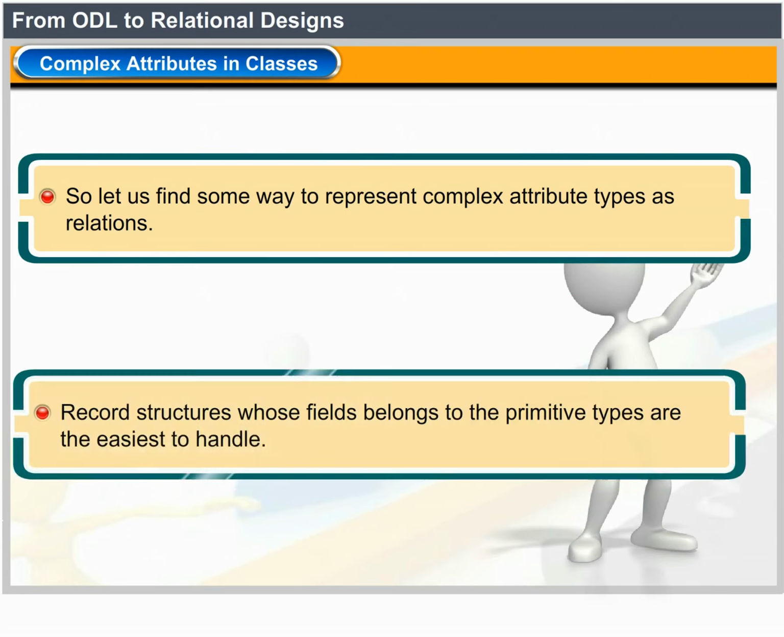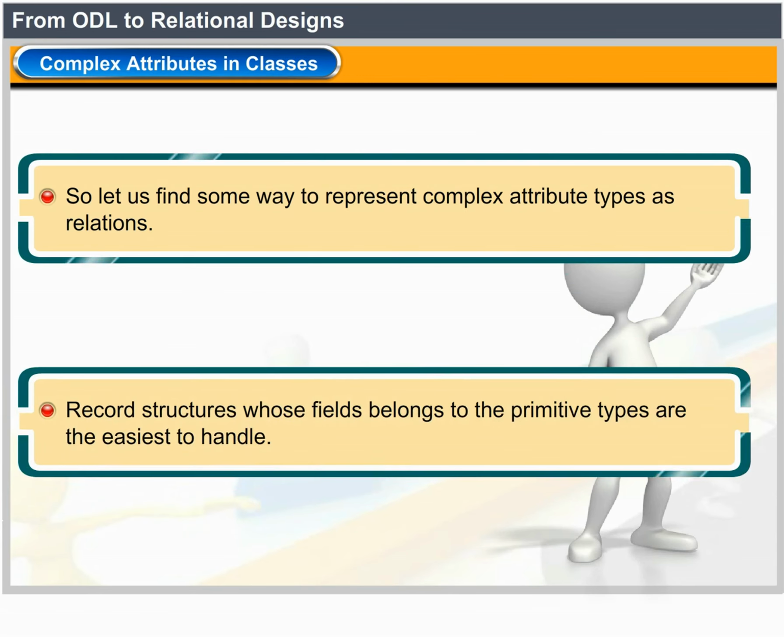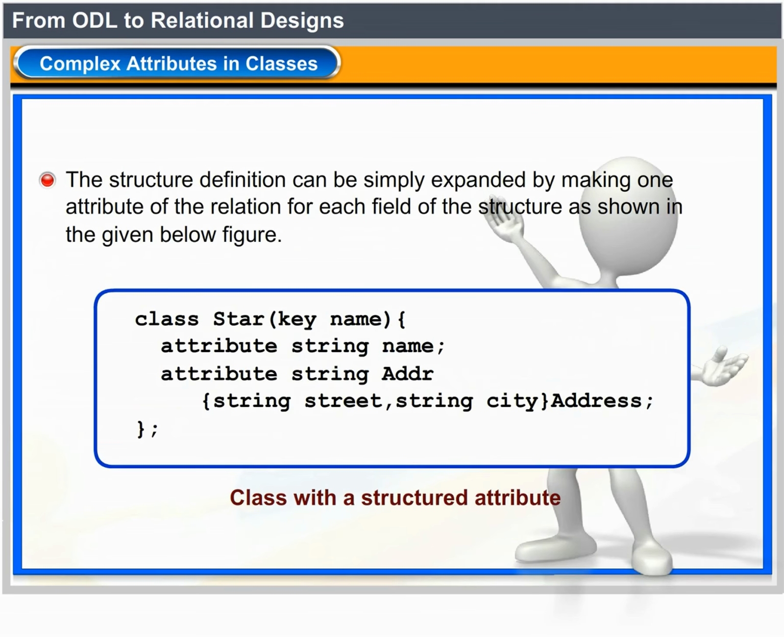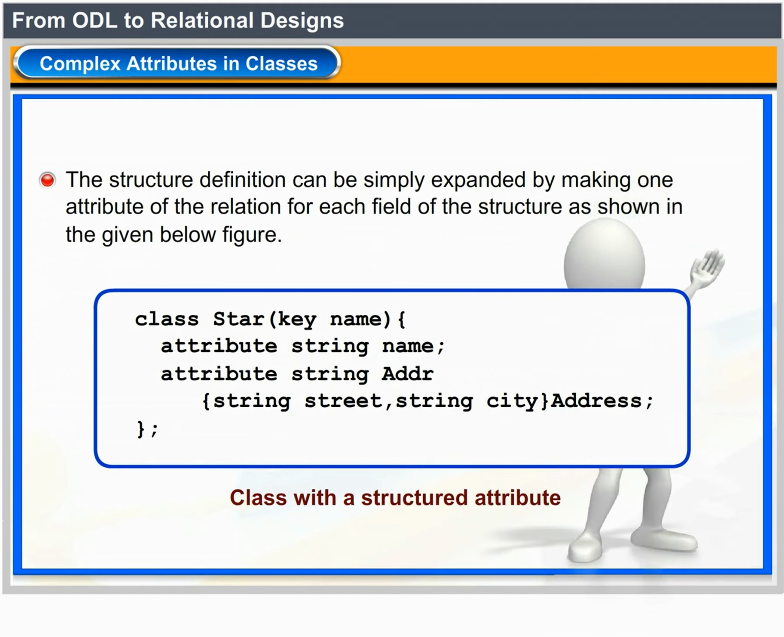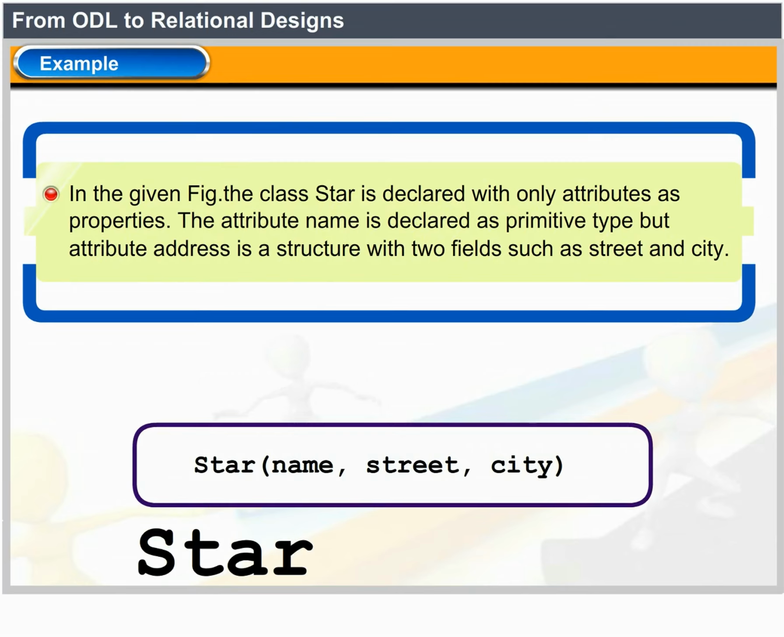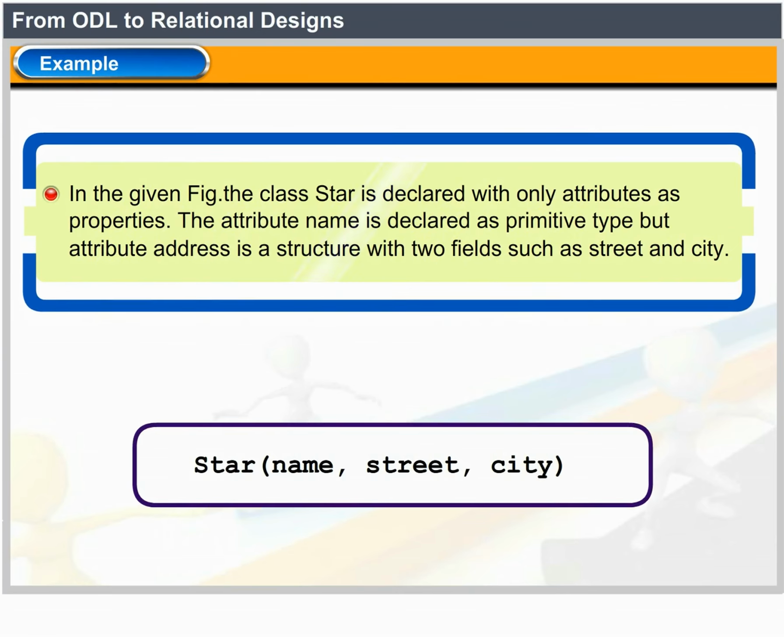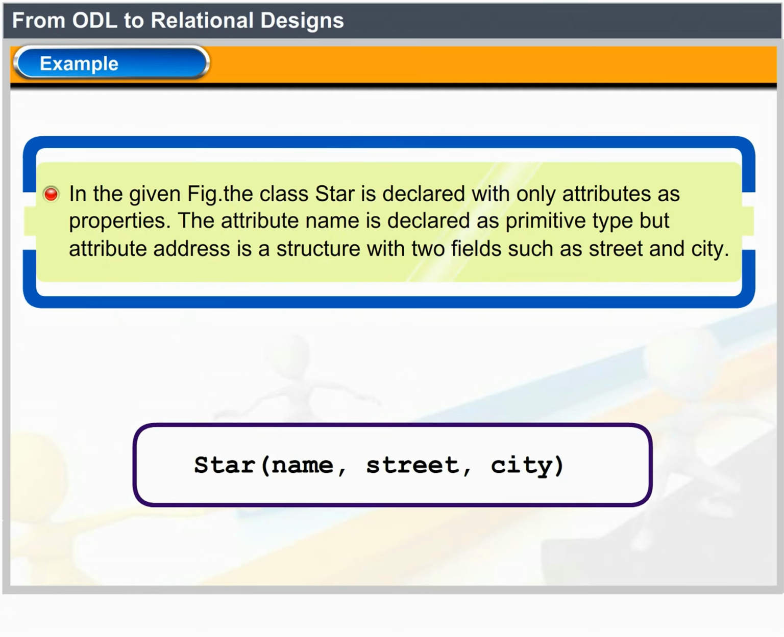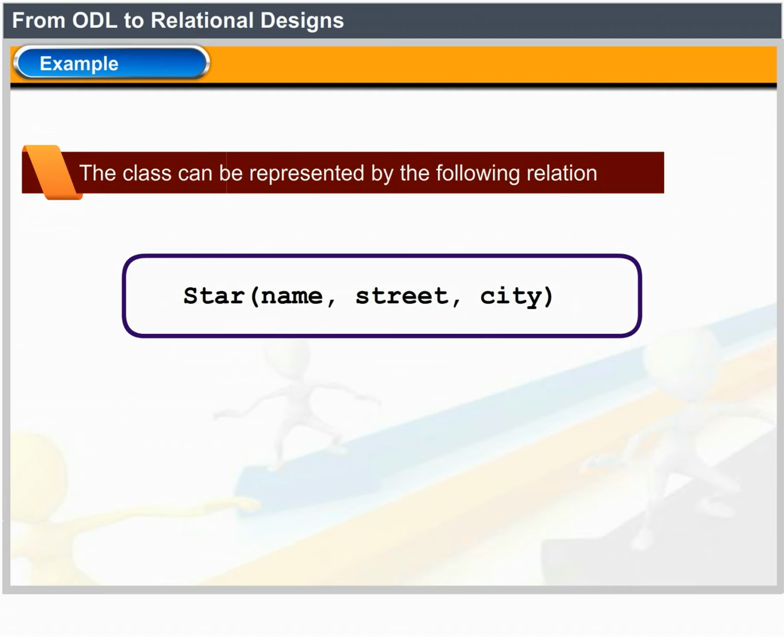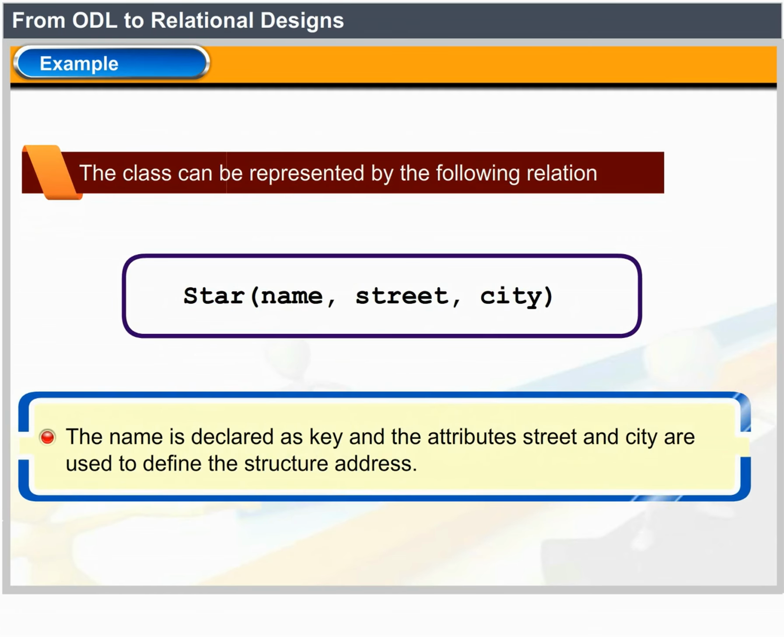Record structures whose fields are themselves primitive are the easiest to handle. We simply expand the structure definition, making one attribute of the relation for each field of the structure. Class with a structure attribute. Example: Figure 4 is a declaration of class Star with only attributes as properties. The attribute name is of primitive type, but attribute address is a structure with 2 fields, street and city. We represent this class by the relation. The key is name, and the attributes street and city represent the structure address.